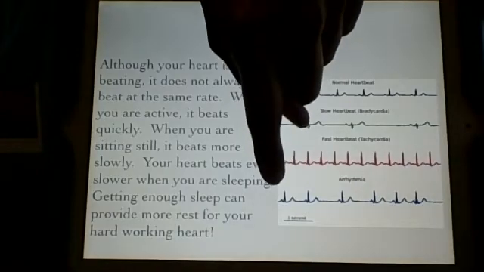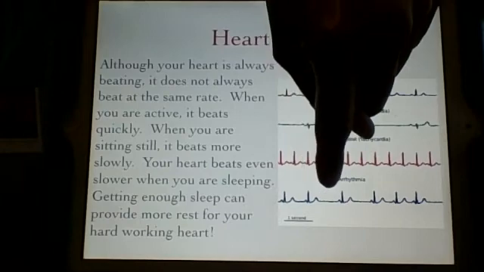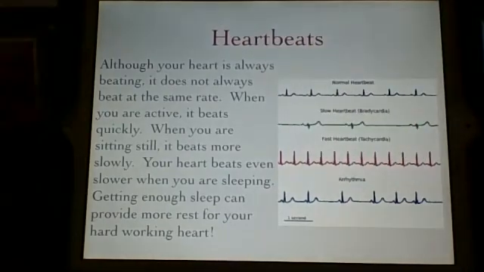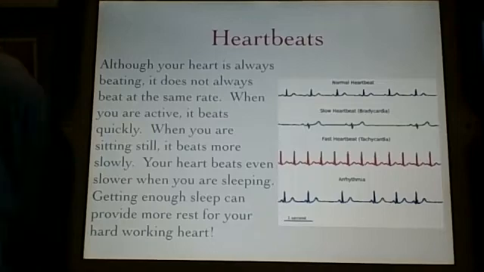And then this one, you notice that there's no regular pattern to it. It's kind of like short, long, long, short, short. It means that the heart is beating. It's called arrhythmia. It's beating at a not normal pace, and the pacemaker is not working the way that it should be working.